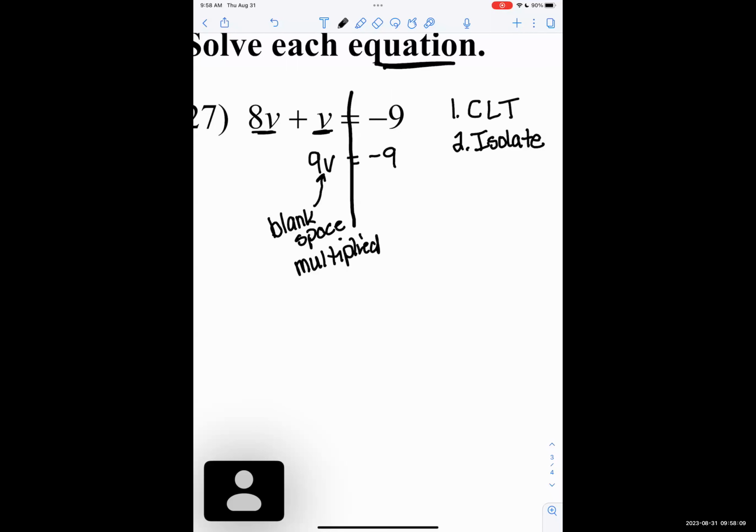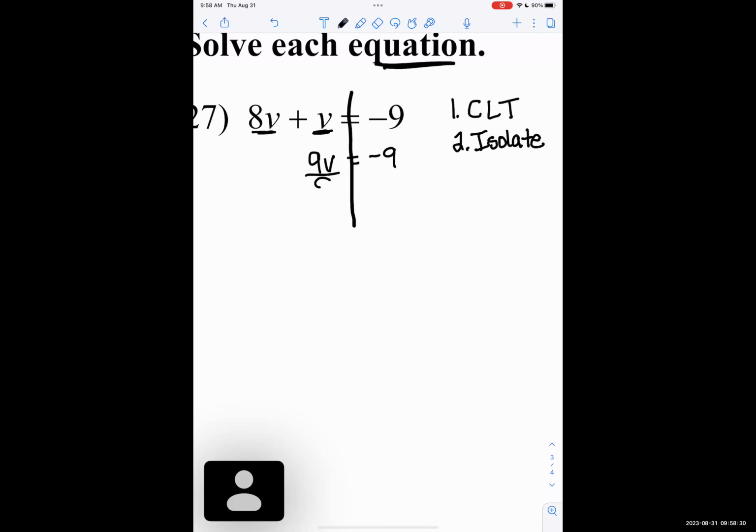Yeah. Kind of like Taylor Swift, blank space. If you've got a blank space, baby, you multiply. Okay, my singing is even worse than usual. That was really sad.